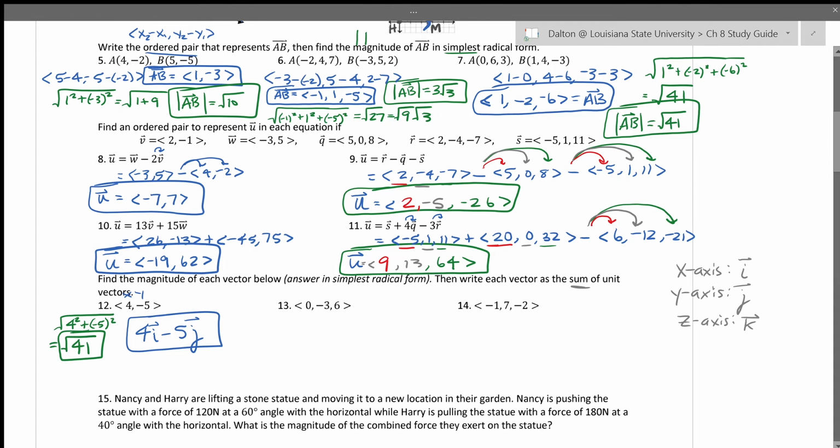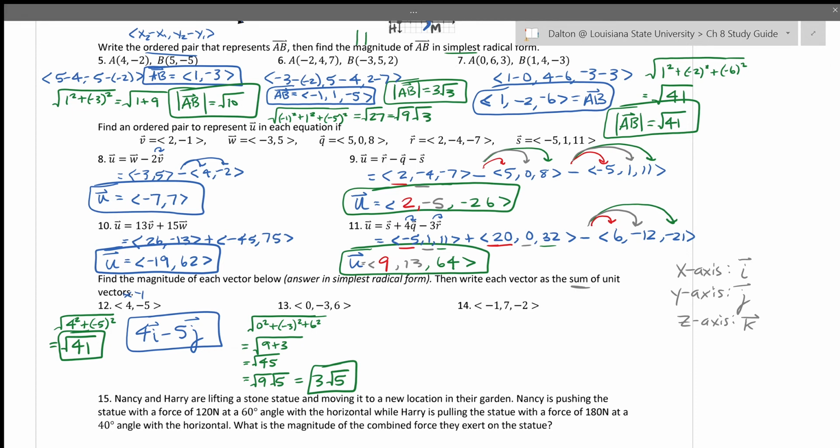Number 13, let's find magnitude first. We're taking the square root of 0 squared, which is obsolete. We don't even really need to write it. Plus negative 3 squared plus 6 squared. So that's going to be the square root of 9 plus 36, which is the square root of 45, which has a square number factor, 9, and it goes into 45 5 times. So when you simplify that, that's going to be 3 square roots of 5 for the magnitude.